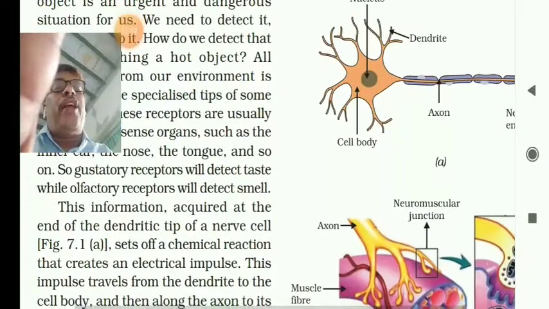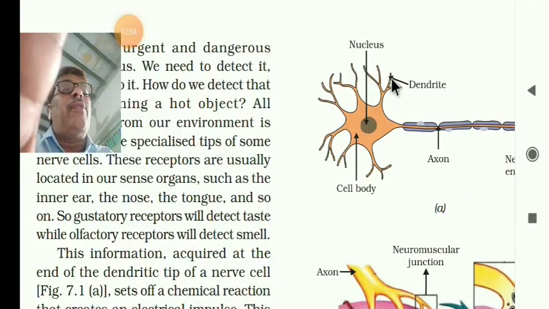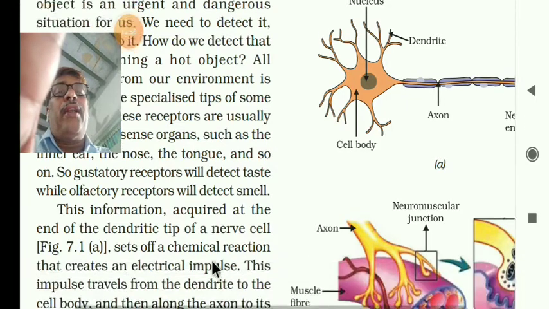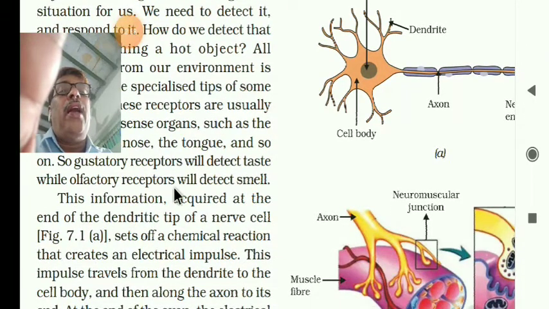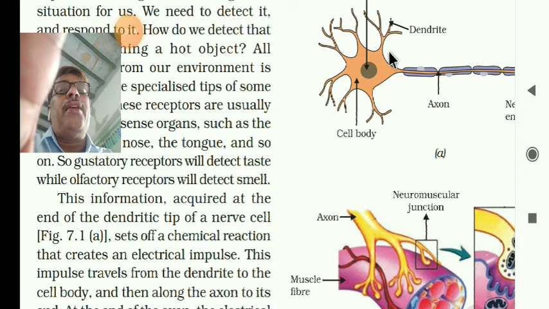The information is acquired at the end of the dendritic tip of a nerve cell. At the end of the dendritic tip, the information is gained, and this sets up a chemical reaction that creates an electrical impulse in the nerve cell.